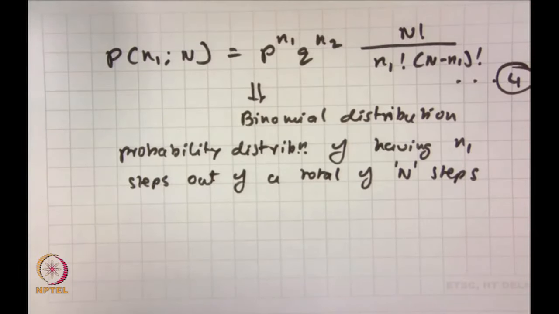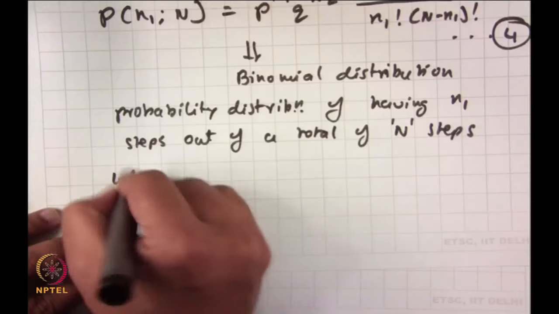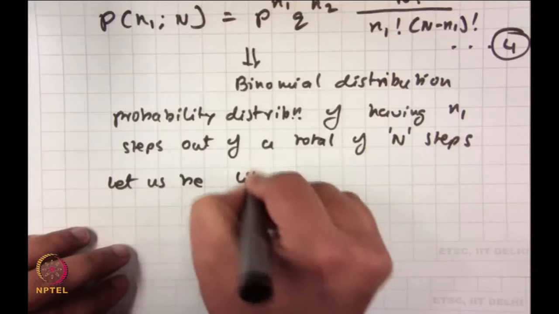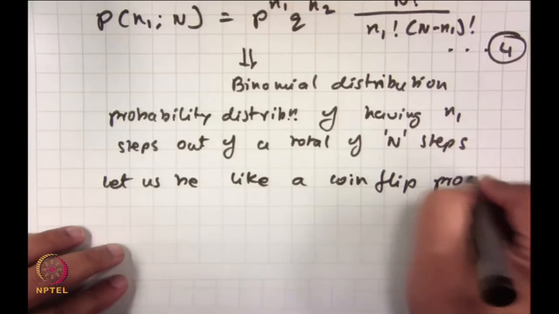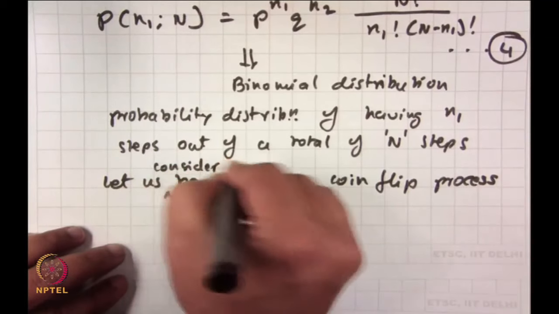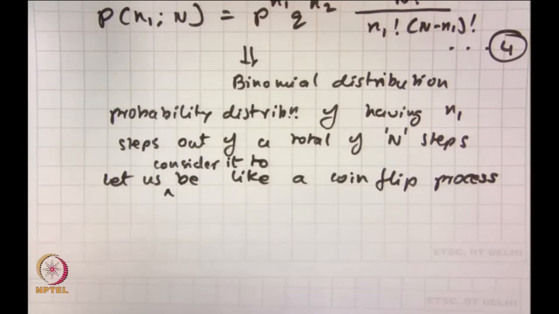So, we already have it. Now, what it boils down to is simplification based on some other assumptions. But before we do the actual simplification, let us consider it to be like a coin flip process.